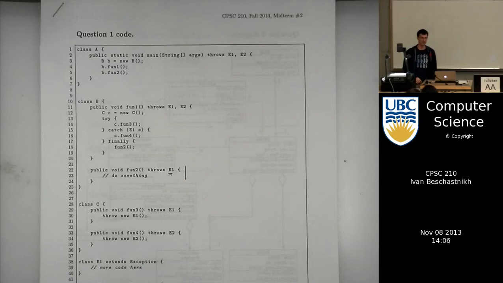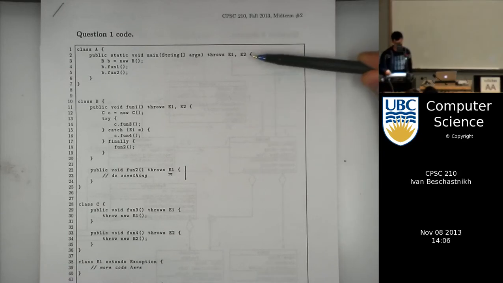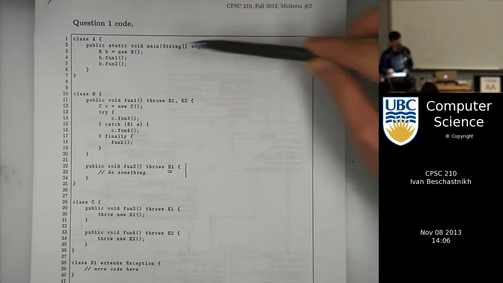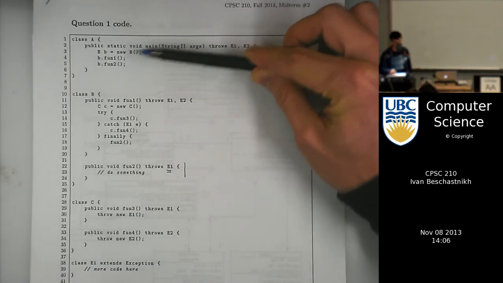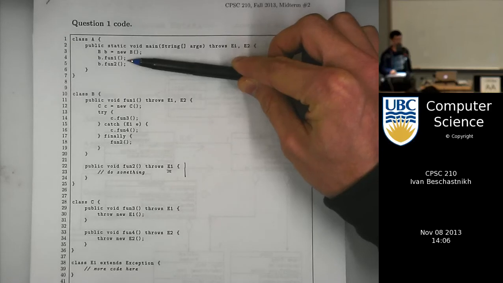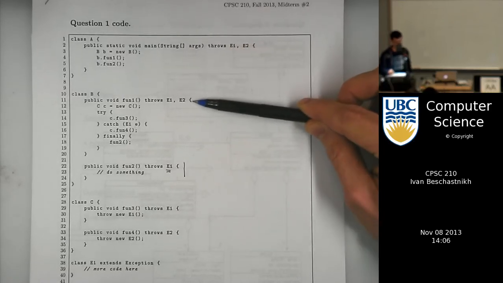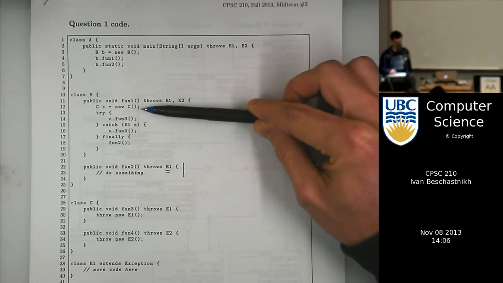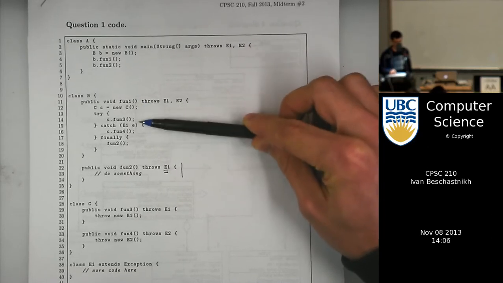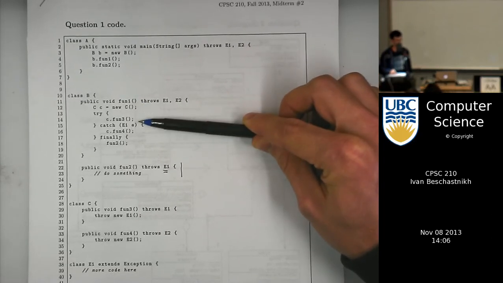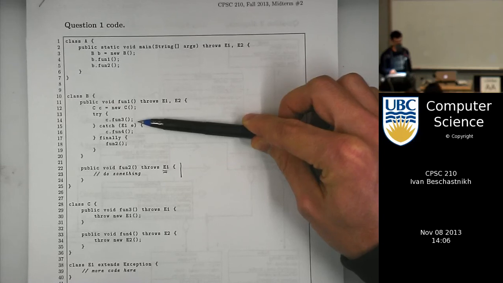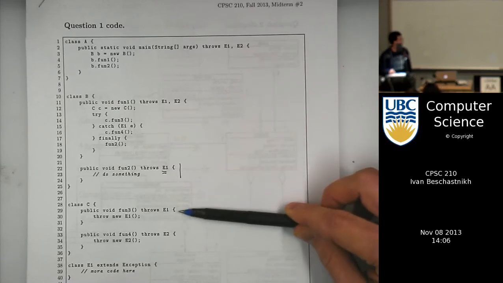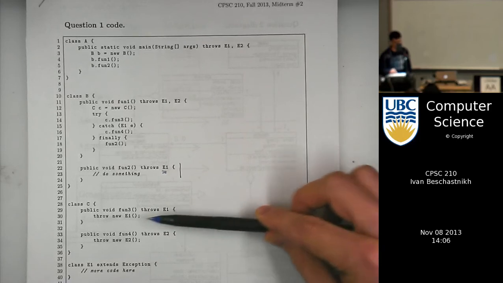So starting from there, let's figure out what happens. Initially, you're just given this code. You start off in main. You then create a new instance of b, and you call b.fun1. So fun1 takes you to this function defined in class b, where the first line creates a new c, and then you enter the try block and call c.fun3. Fun3 in class c is defined below, and what fun3 does is it throws an E1 exception.